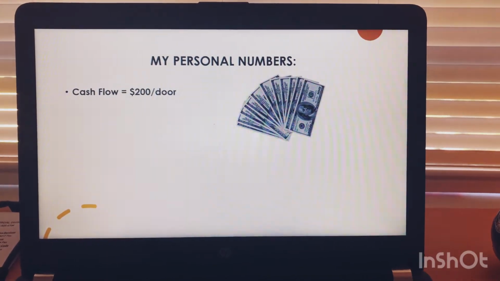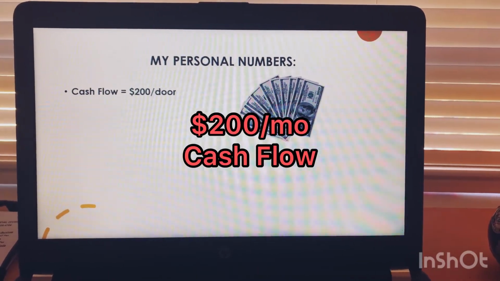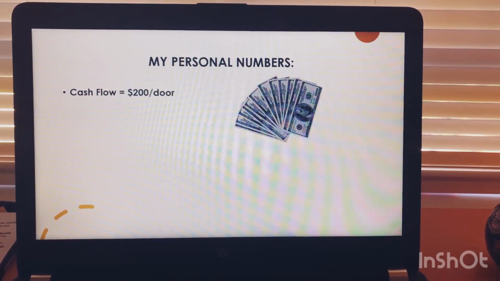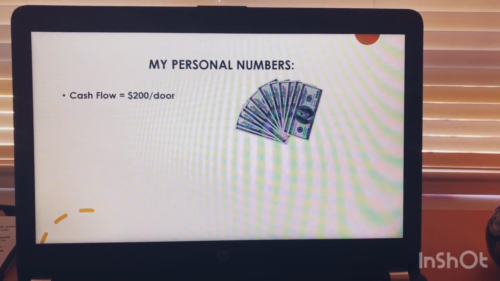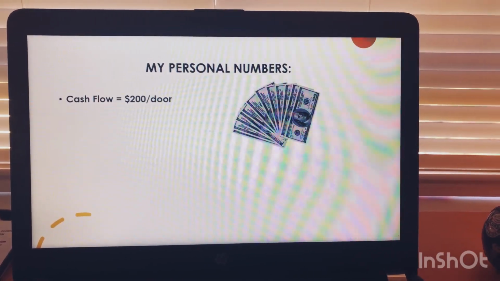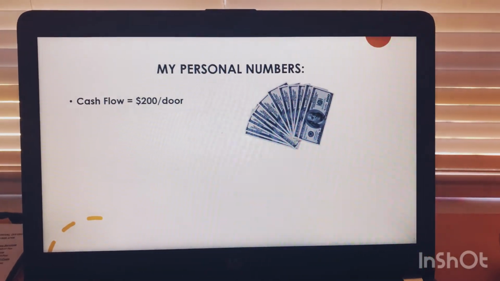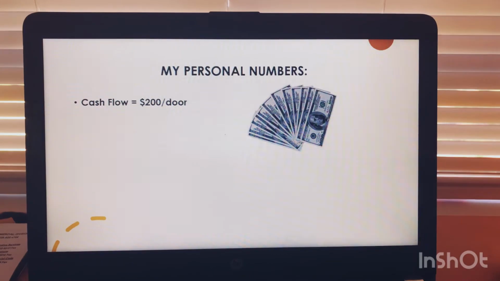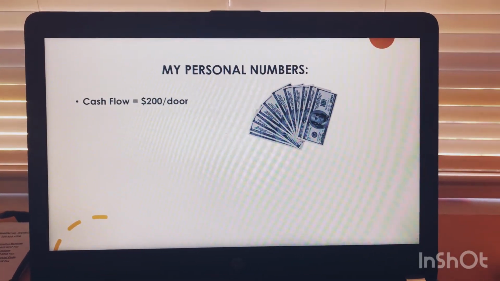My first personal number is I like to see about $200 per door in cash flow. Again, this is after all of those expenses are factored in. The reason I like to see this is that if it's not close to $200 a door, I know I can probably find another deal out there that is. So I like to see at least close to $200 a door. It doesn't have to be exact, but around that much.